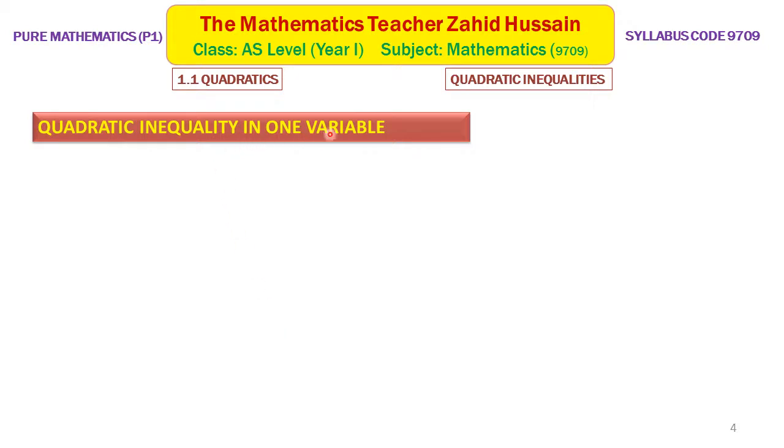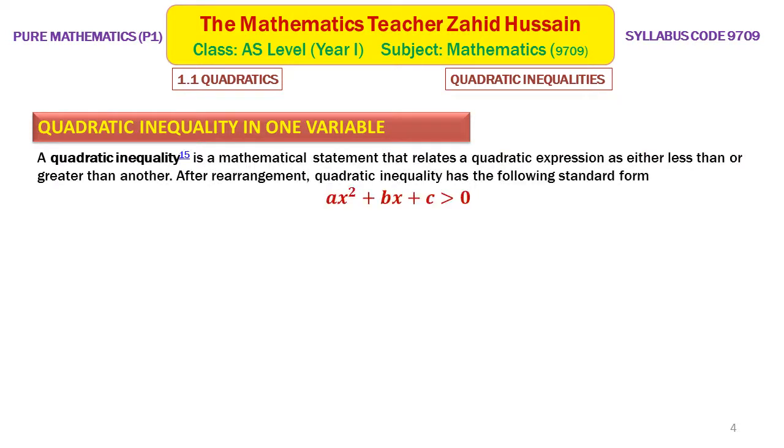Quadratic inequality in one variable. Let us first define what is quadratic inequality in one variable. Earlier you have studied linear inequality in 1 and 2 variables. A quadratic inequality is a mathematical statement that relates a quadratic expression as either less than or greater than another. After rearrangement, quadratic inequality has the following standard form: ax² + bx + c ≥ 0, where a should not be equal to 0.